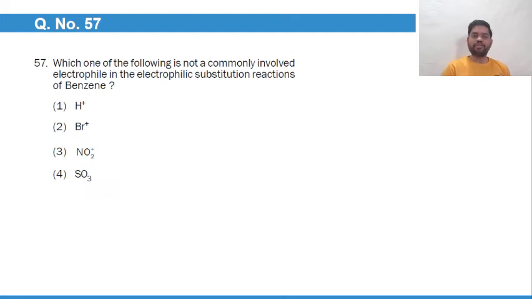57. Which one of the following is not commonly involved in the electrophilic substitution reaction of benzene? Very simple if you'll see. This is halogenation of benzene, nitration of benzene, sulfonation of benzene. They are the electrophile for this reaction, whereas this is not at all involved. So these three are not the right answer, and hence this will be the right answer because it was not commonly involved. And hence 57, option number 1 will be the right answer.